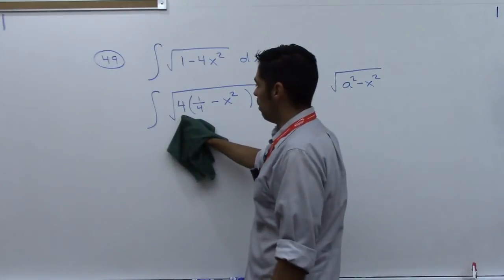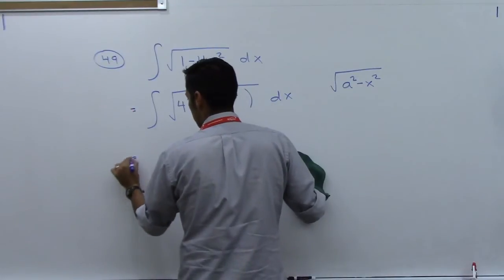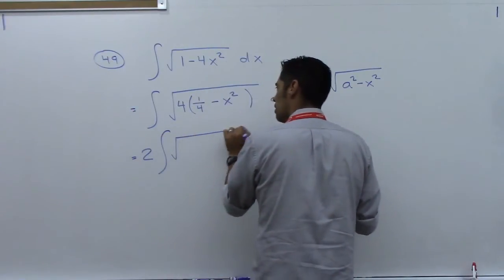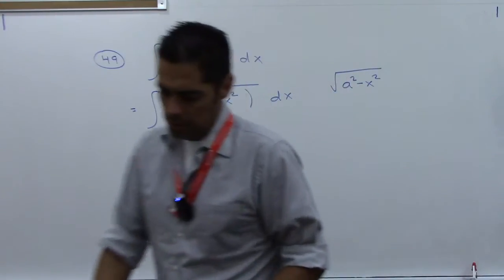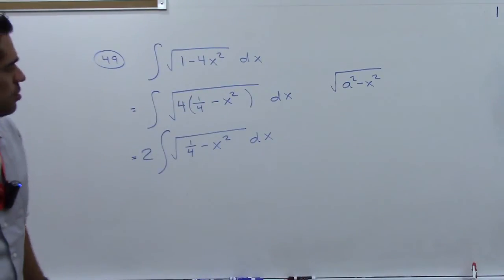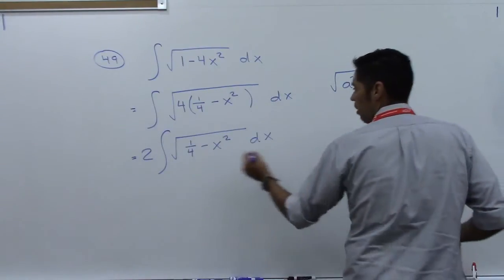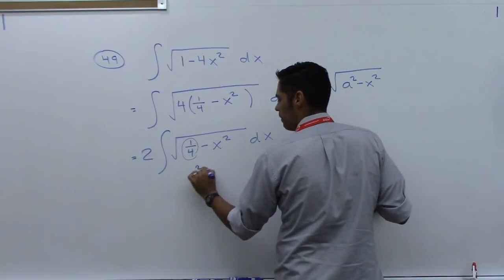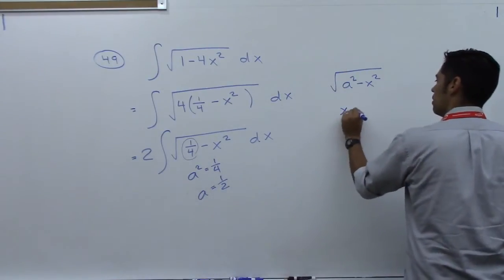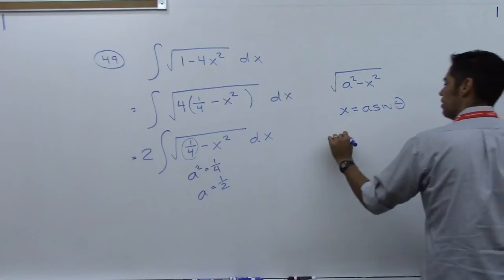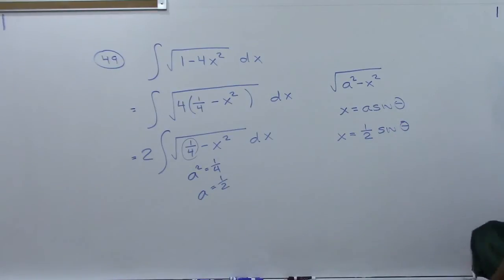Now, the square root of 4 can come out because square root of 4 is 2. So 2 comes out and then goes outside the integral. So we get 2 integral square root 1/4 minus x squared dx. And now, at this point, we can go to our substitution. And the substitution we make when we see that is x is equal to a sine theta. So recall that this right here is a squared. So if you take the square root, you get 1/2. So the substitution I'm supposed to use is this one. So what I'll actually be working with is 1/2 sine theta. That's what I'm going to use.